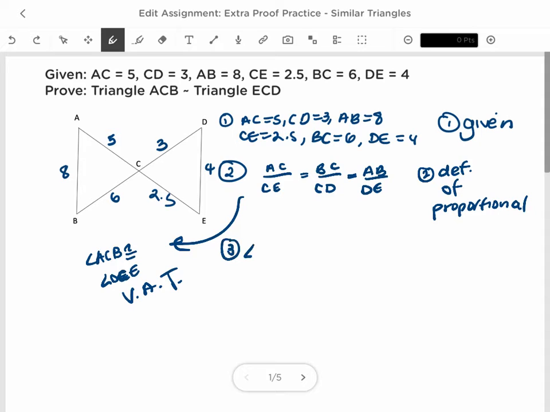And then triangle ACB is similar to triangle ECD. And again, remember you have to write similarity. So if I did it that way, side, side, side similarity. Here would be side angle side similarity.